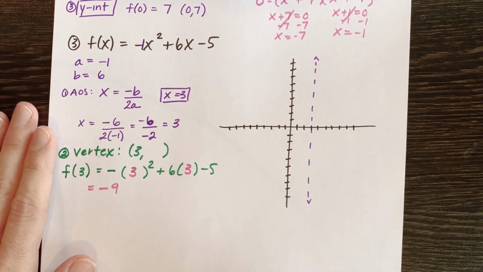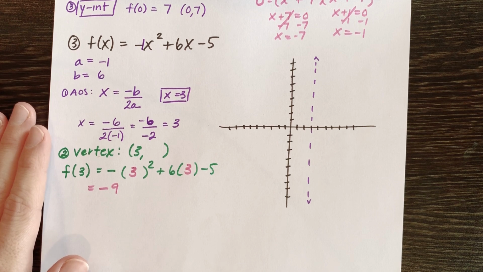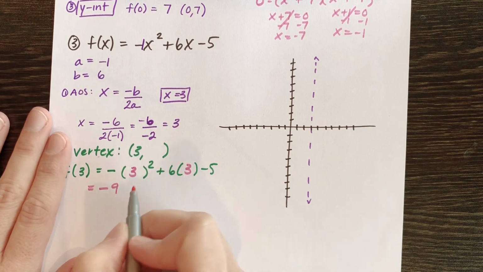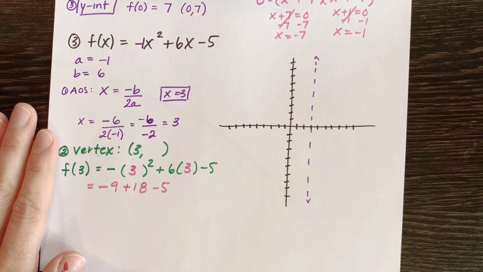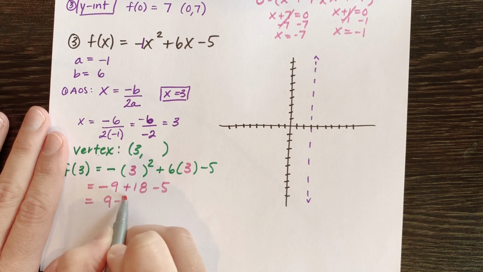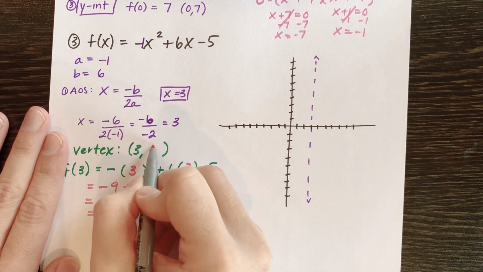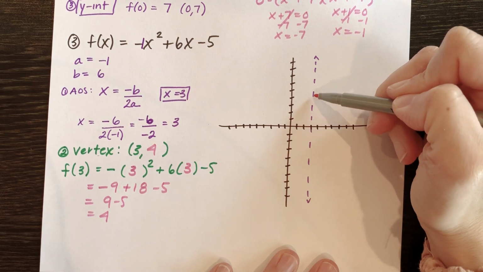It's all about what's being squared. Is the 3 being squared and then there's just a negative out in front? Or are you squaring the -3? Is that negative going to come along for the ride every time you're writing it? Plus 18 minus 5. So what does that give me? +9 minus 5, which is 4. So 3, 4 is my vertex.